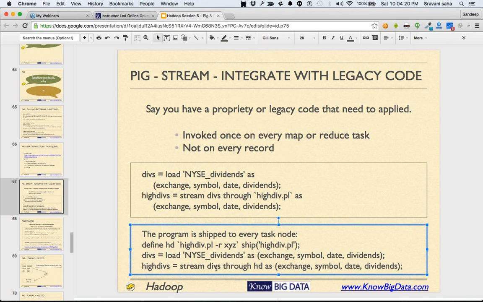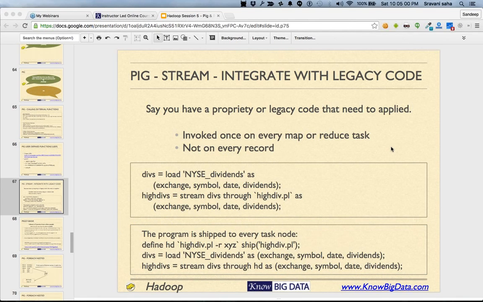You can see that stream divs through hd, right? And in that case, we are talking about this hd. All right. Now, please note that this code is in backticks. The purpose of putting it in backticks is so that, if you had to put double quotes here, something of this sort, you could put that, or single quote or double quote, whatever. Therefore, the purpose of the backticks is so that inside it you can have single quotes or double quotes, whatever you want. All right, so that was streaming data through the legacy code.